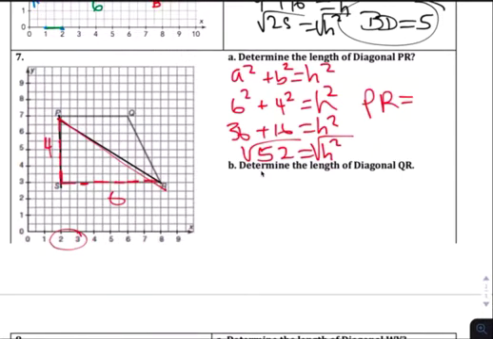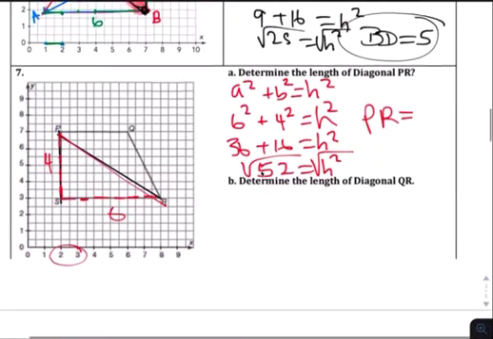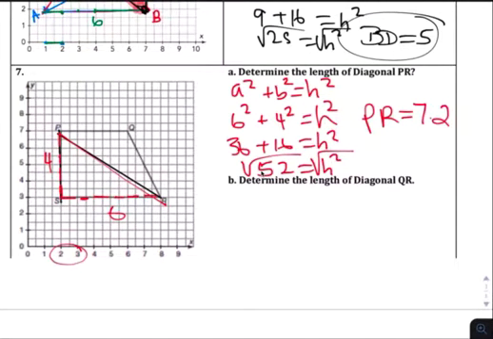Okay, square root of 52 equals, clear. Square root of 52 is 7.21, so to the nearest tenth it is 7.2.